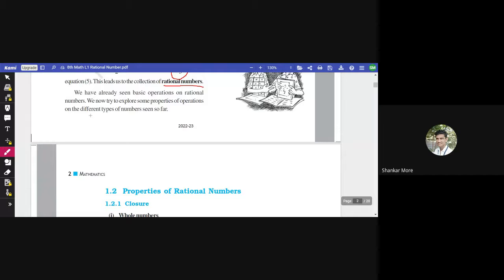We now try to explore some properties of operations on the different types of numbers seen so far. Now I'm considering कि आप लोगों को natural numbers, whole numbers, integers, and okay, Japesh, you have a doubt, you can type it in the chat box. I will read it and try to answer it. Okay. So meanwhile you are typing, I will just proceed with the next steps. Is that okay? I hope. Yeah, you must be typing.